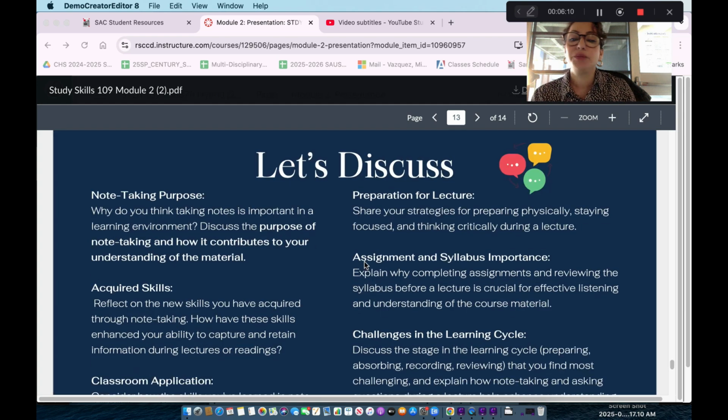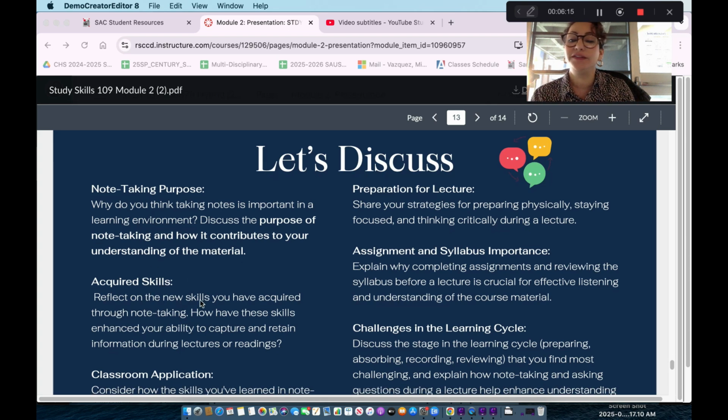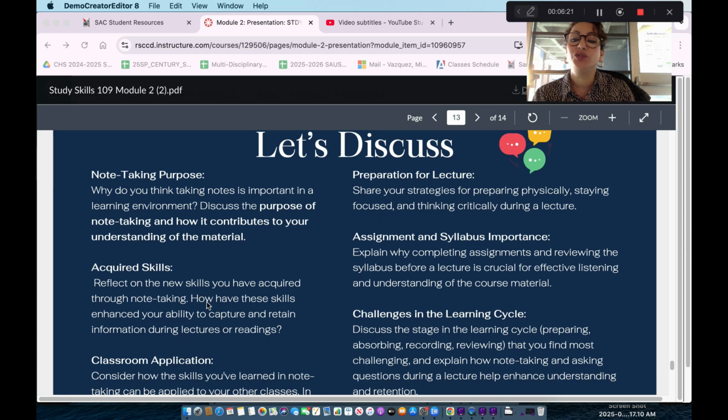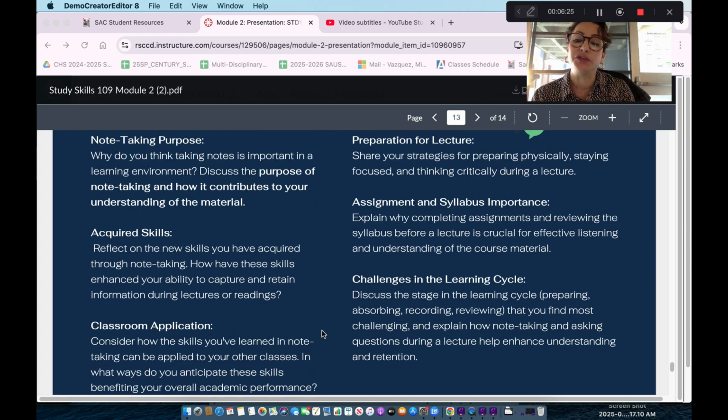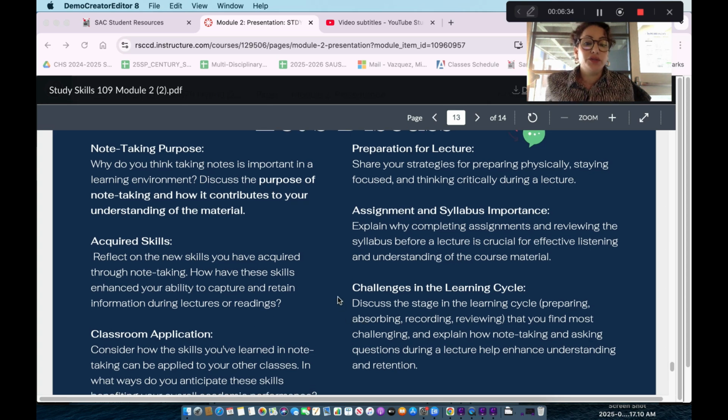Okay, so the purpose again of note taking. We're going to discuss these things in class. We're going to talk about the acquired skills that we can learn to be better note takers and to be better learners. We'll talk about how we apply this in the class to improve our overall performance in the class. We are also going to discuss in class how we're going to prepare for a lecture.